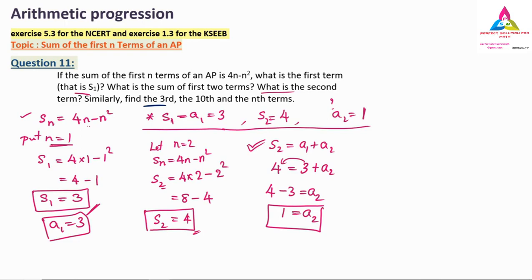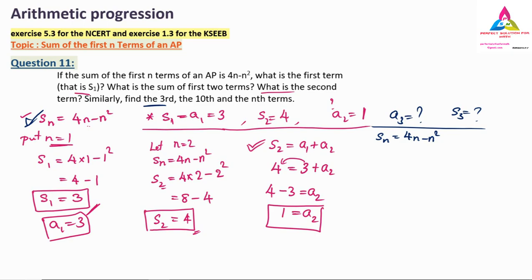We have to find the third term, A3. Very importantly, to find A3 we can't directly find it, so we need S3 also, because only if you know the S3 value can we find A3, otherwise it will be difficult. So what is the S3 value? To find it, we follow the same steps, using the same example equation: Sn is equal to 4n minus n square.